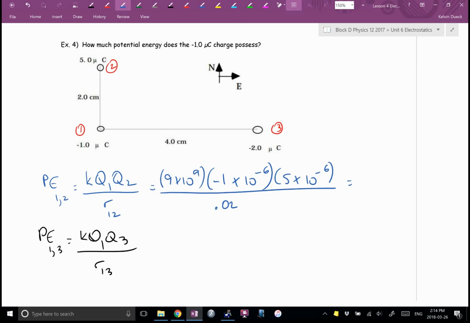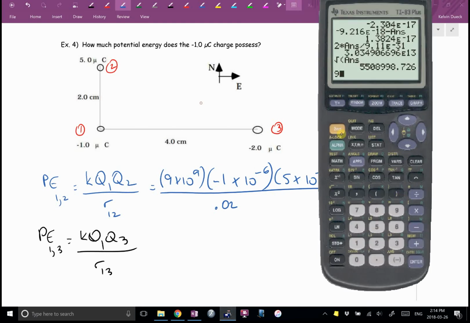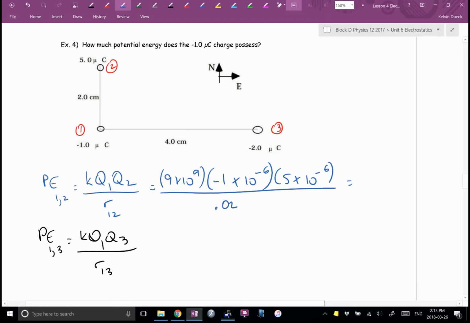I think it should work out fairly nice. It might even work out evenly or close to it. You're not going to have like 8 or 10 decimals going on. Negative 2.25? Units. Okay.